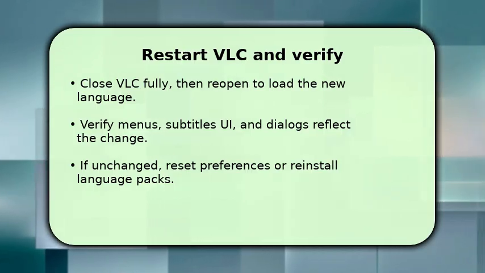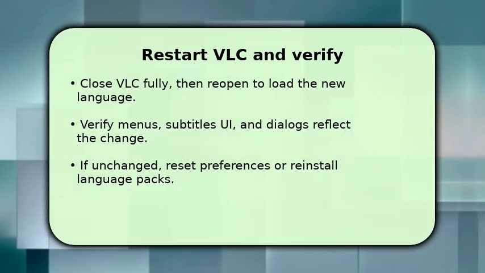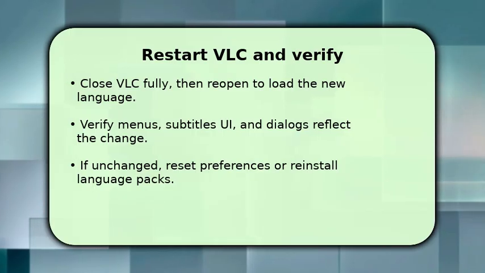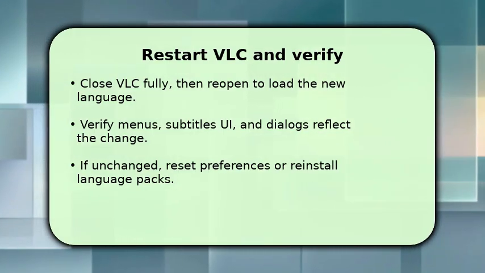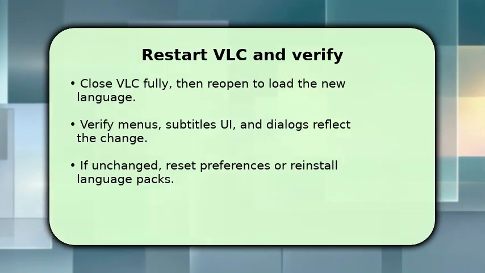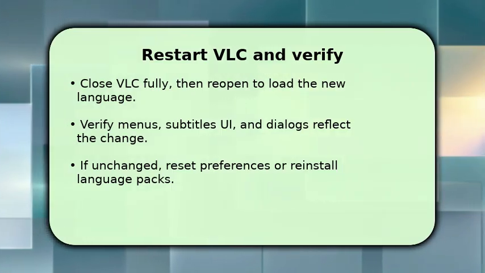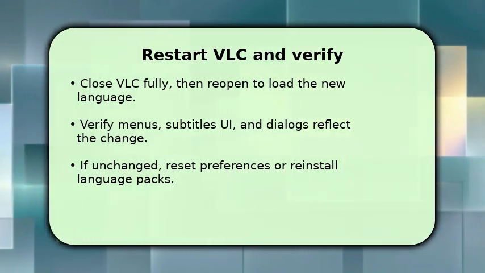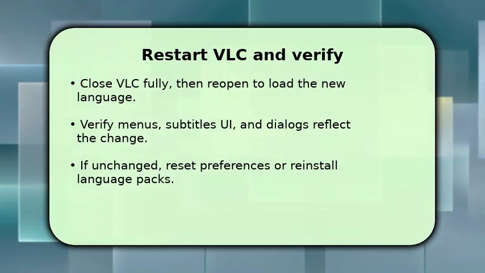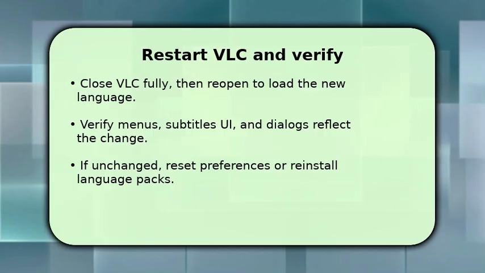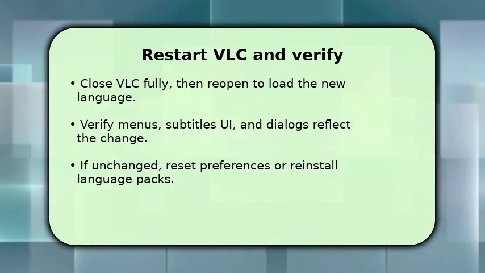You want to verify menus, dialog boxes, and subtitle selection labels now display in the new language. This confirms the change applied system-wide. If anything still appears in the old language, make sure Simple View was used, repeat selection, and save again. As a troubleshooting tip, if the language won't stick, back up and delete VLCRC preferences or reinstall VLC.